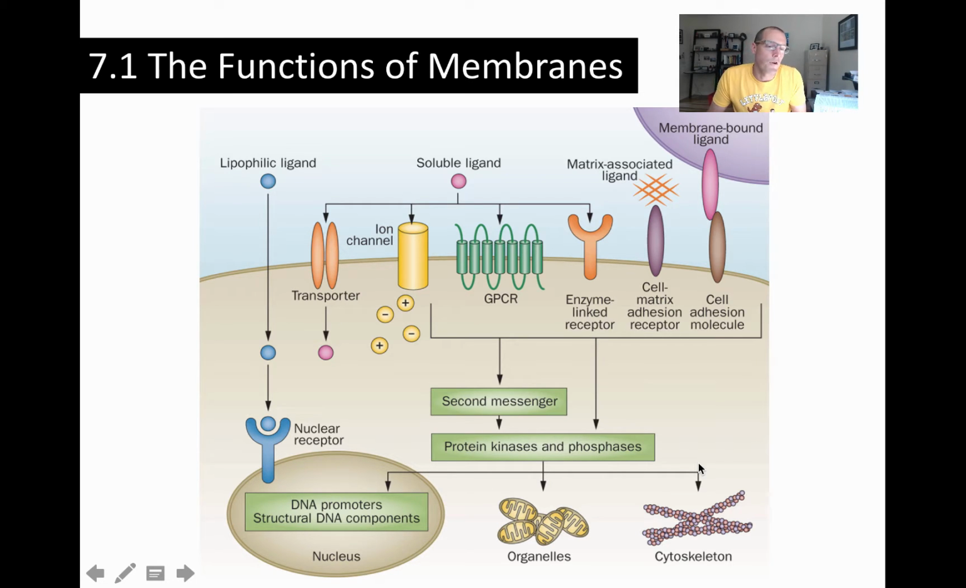So in terms of reception, we can have ligands which come directly across the membrane, lipophilic ligands. They diffuse straight across the membrane if there's a gradient. Transporters which bring in solutes which act as signaling molecules. Ion channels that change the membrane voltage. G-protein coupled receptors you will have talked about before. Enzyme linked receptors using things like tyrosine kinases.